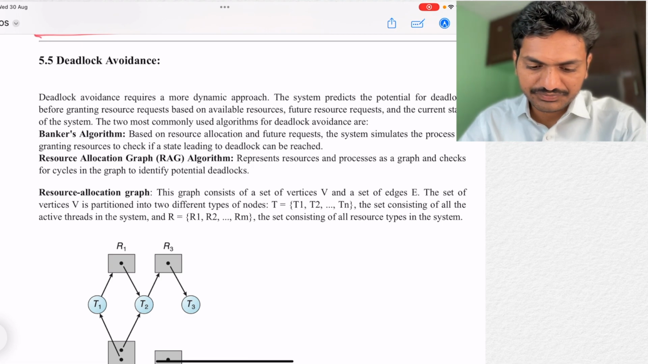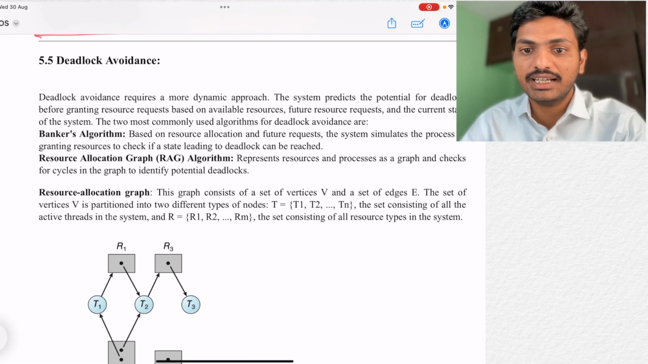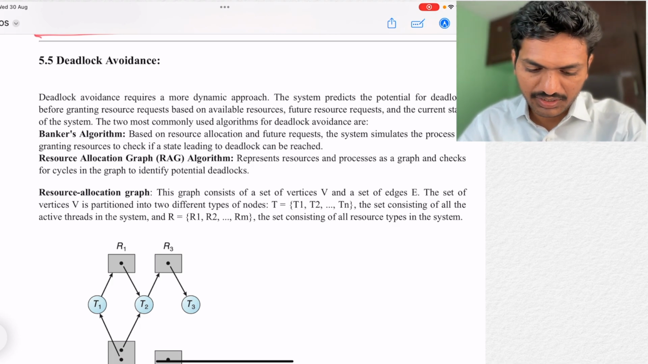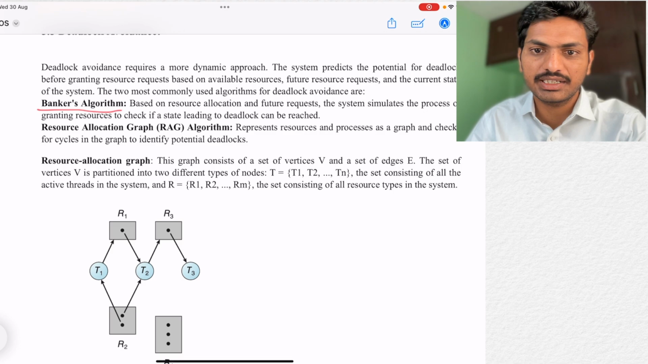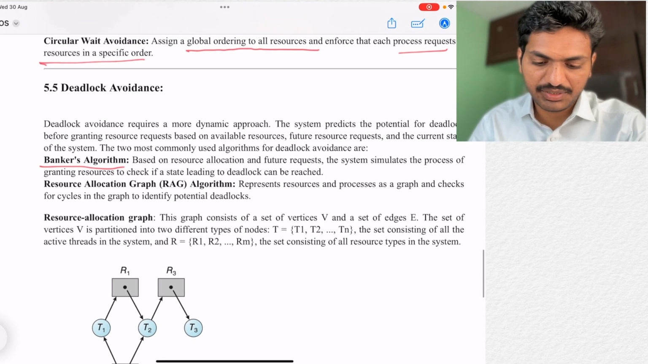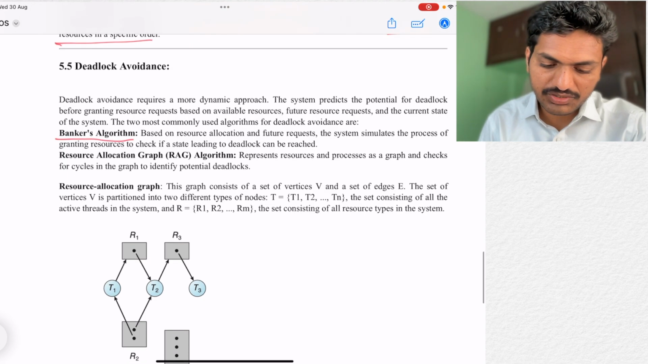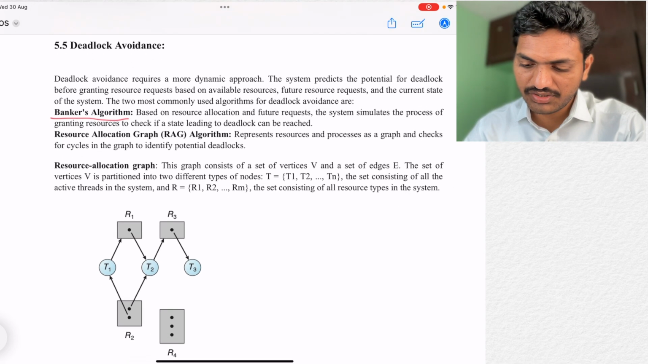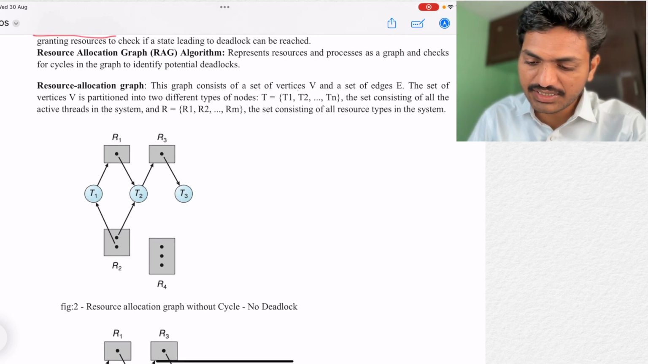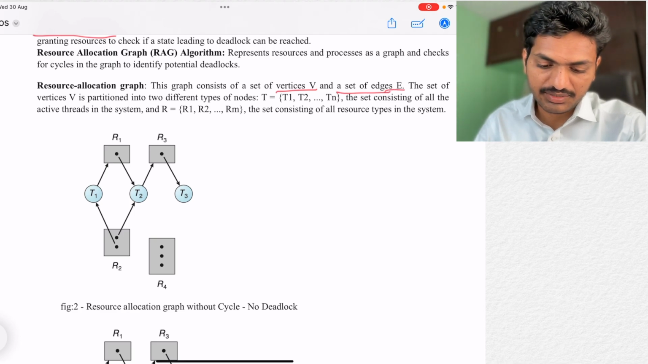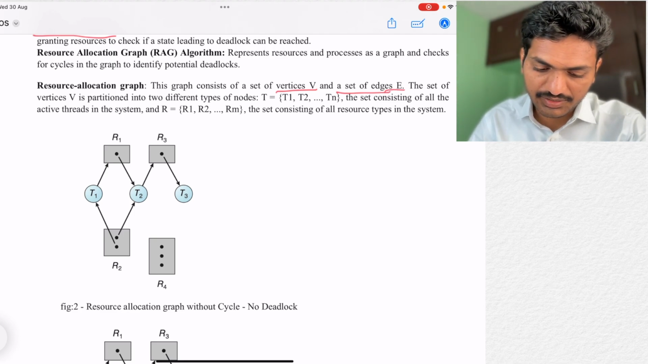So deadlock avoidance. As I already told, we need to calculate the need of the resource and the availability of the resource. If our need is satisfied, then only we can proceed. So we have here the banker's algorithm for solving this problem, deadlock avoidance, and also the resource allocation graph. Second one is resource allocation graph. Resource allocation graph is a graph with a set of vertices and a set of edges, right?